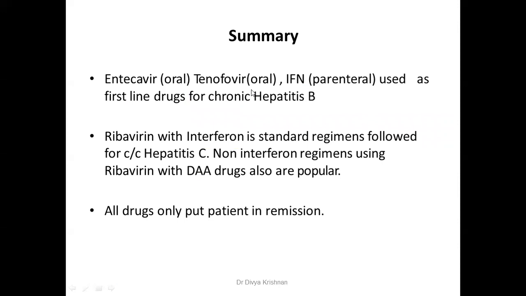All the drugs will only put the patient in remission. They are not curative. So this area of the chapter is usually not much asked in the university exam. However, the examples are important. So if you really want to revise some portions from this chapter, you can give emphasis mainly to the drug examples. Then you can give emphasis to interferon and also tenofovir, entecavir and ribavirin. These are the drugs which you can revise, but principally you can revise interferon and the examples.